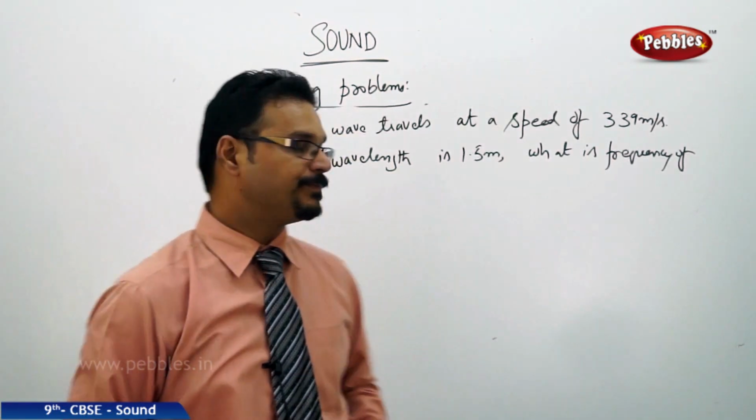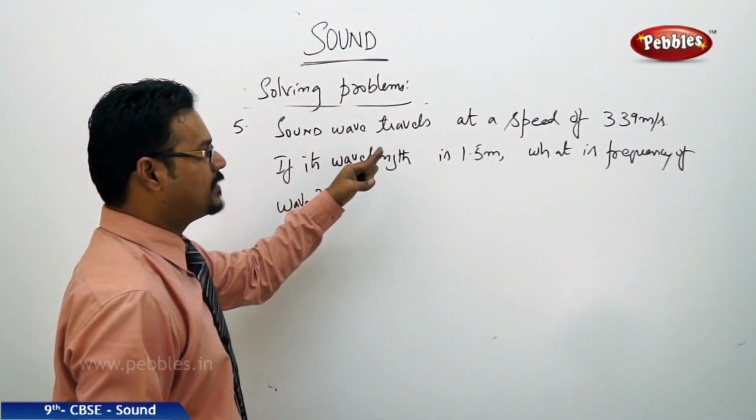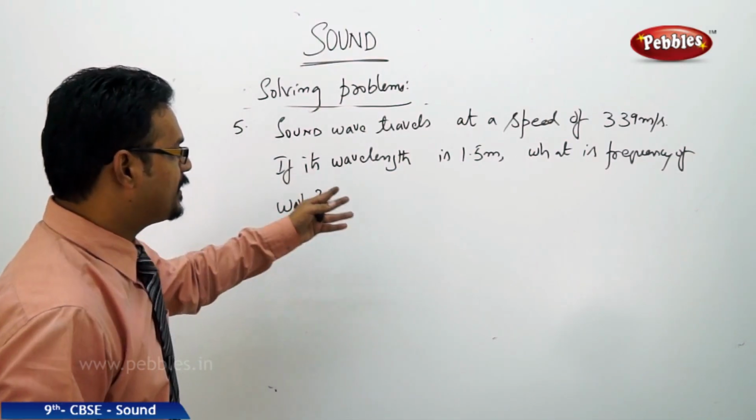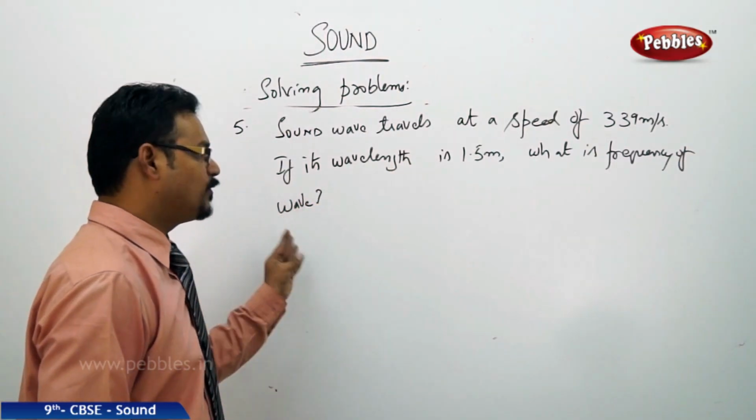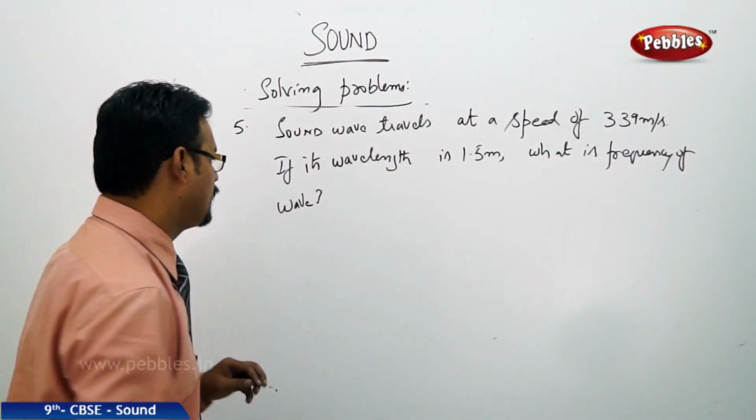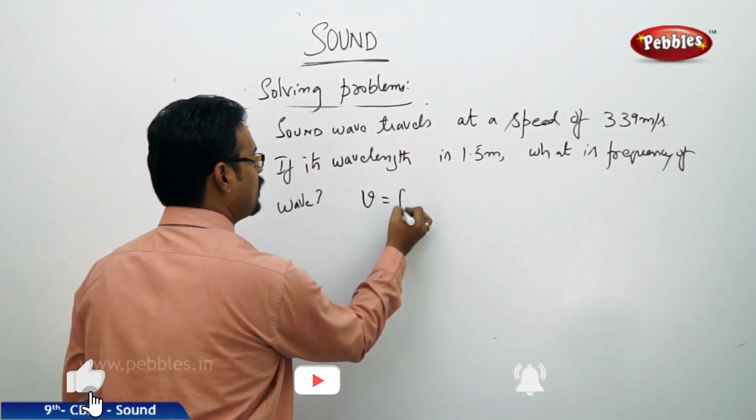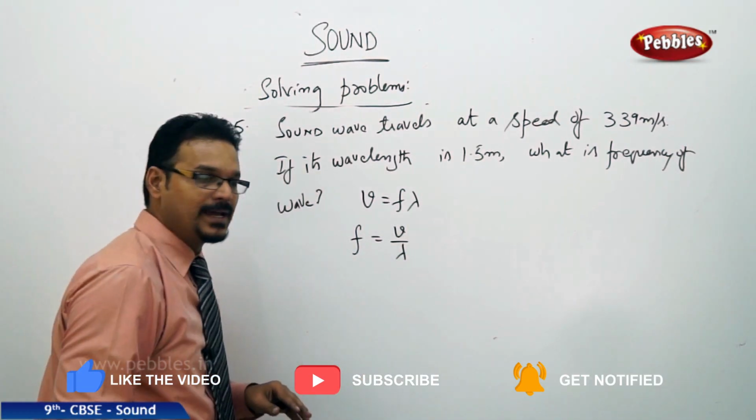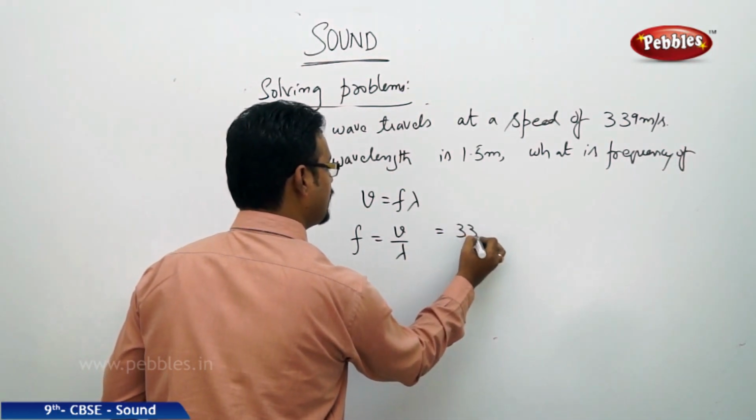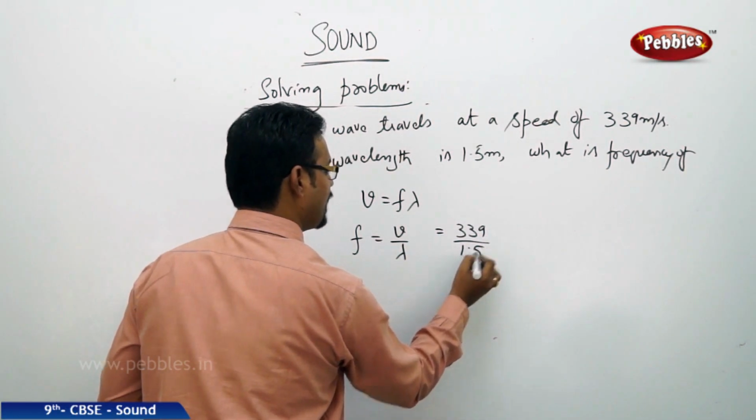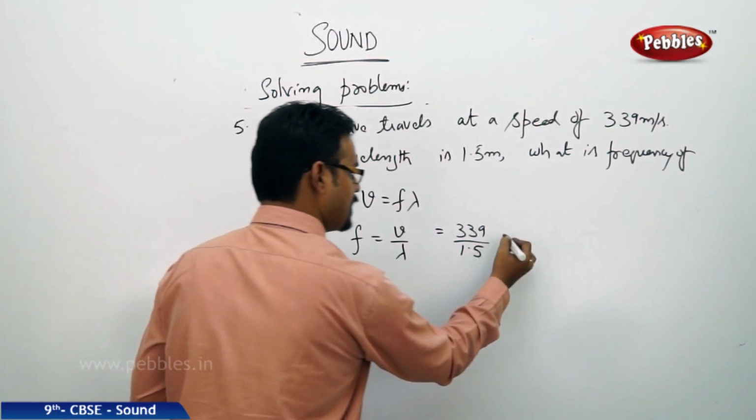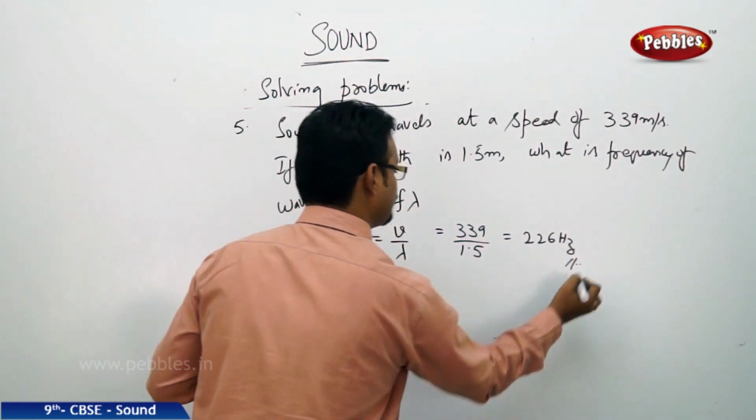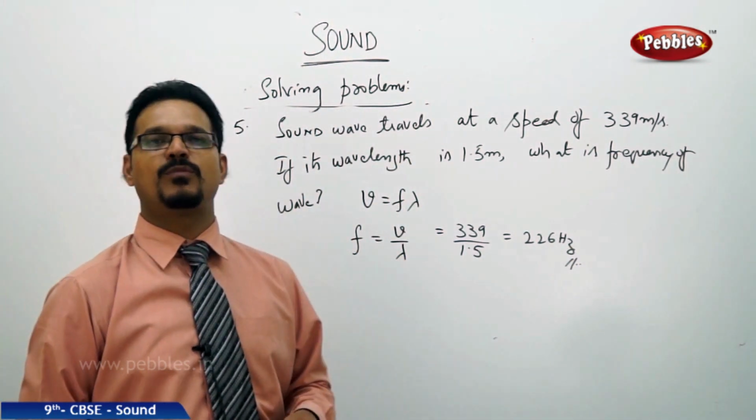So one more problem for you. A sound wave travels at a speed of 339 meters per second. If its wavelength is 1.5 meter, what is the frequency of the wave? So you know the formula v equals f lambda, therefore frequency f equals v by lambda. So speed is 339, the lambda is 1.5. If you simplify this, you get the answer 226 Hertz. It's a direct substitution problem.